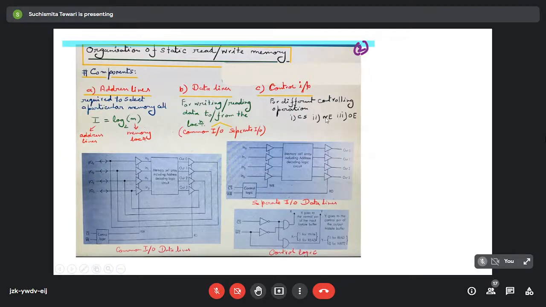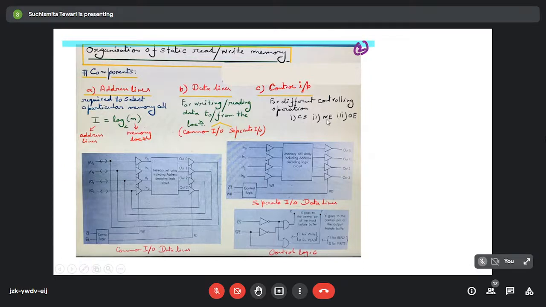Another one is WE. What is WE? WE stands for write enable. When you want to write something in that particular cell, you need to enable this particular control so that it goes to write mode and you are able to write the data in it.